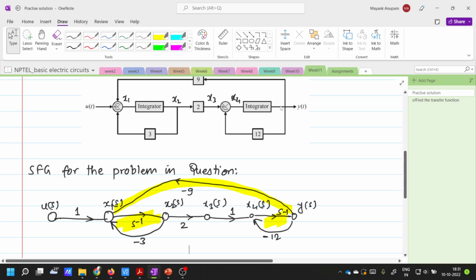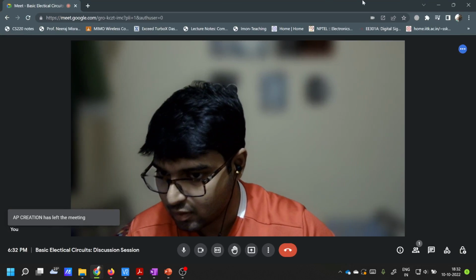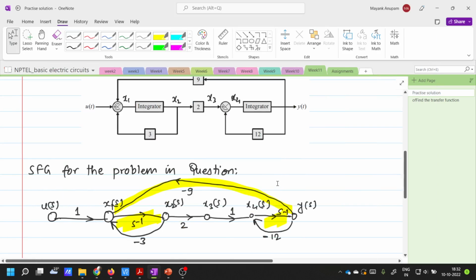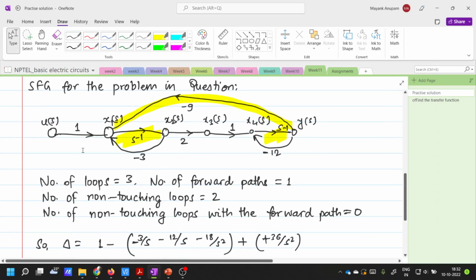Similarly, what is x4? Y of t, which is multiplied by -12. Again, see, this is subtraction here. Y of t multiplied by 12 and then subtracted here. So we will add -12 times y of s to this node, okay? And then finally there is an integrator operation here also. So x4 to y, you have s inverse multiplication. Fine. So when you do this, you have got your signal flow graph.